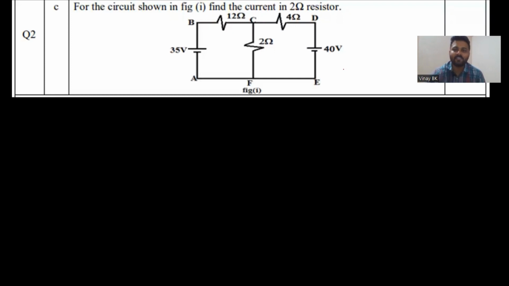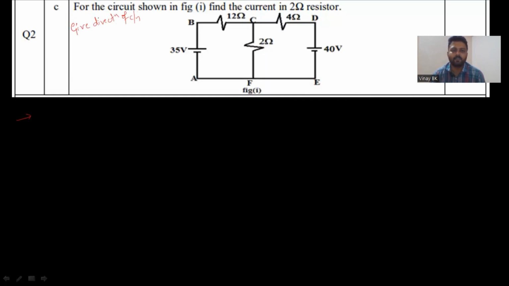The next, which is very important, asks you to find the value of current in the 2 ohm resistor. They gave one circuit diagram here, so you can observe the circuit diagram. As I told you, there are steps to solve KVL. What is the first step? The first step is to give the direction of current. Before that, understand the question: find the current flowing in the 2 ohm resistor. This current you need to find.